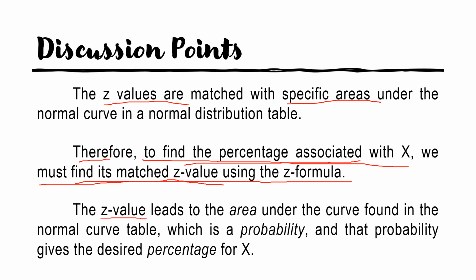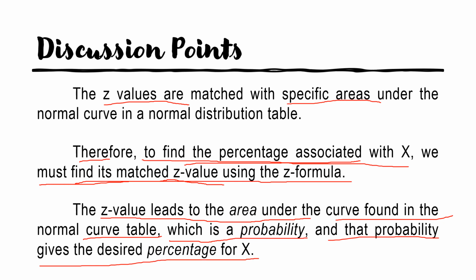Next, the Z value leads to the area under the curve found in the normal curve table. So that is the statement that I said a while ago. Again, using your Z table, if there is a given or resulting value of Z, then we can actually find the area that will map to each Z score that we are computing, which is a probability. And that probability gives the desired percentage for X.